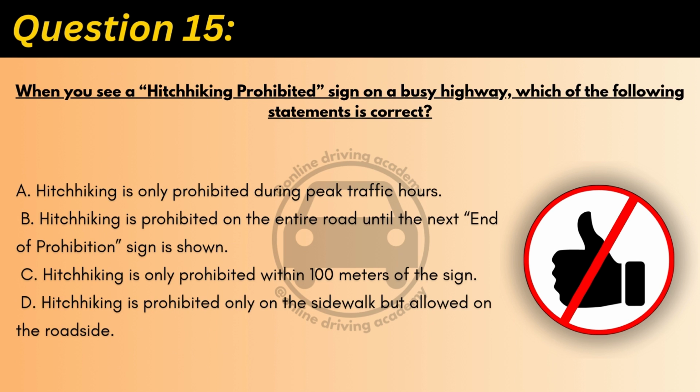When you see a hitchhiking prohibited sign on a busy highway, which of the following statements is correct? Again, look for the statement that's going to be saying that hitchhiking is not going to be allowed, right? So is it option A? Hitchhiking is only prohibited during peak traffic hours. That's incorrect, right? Remember, if you see it on a busy highway, it means that all the time it's going to be prohibited. With option B, it says hitchhiking is prohibited on the entire road until the next end of prohibition sign is shown. Now that is correct. So option B will be your correct answer.